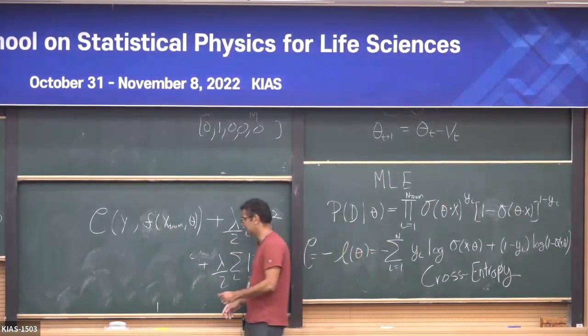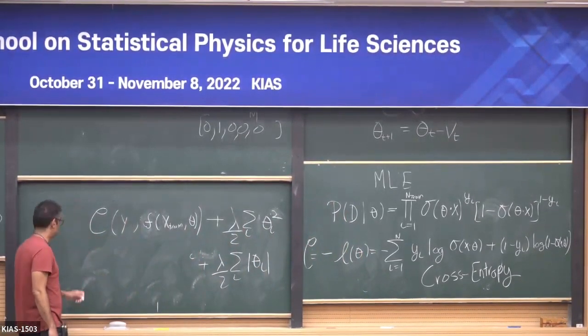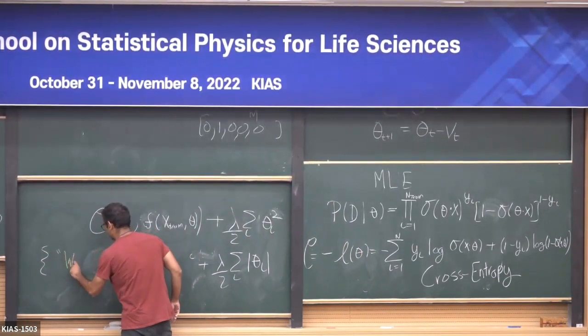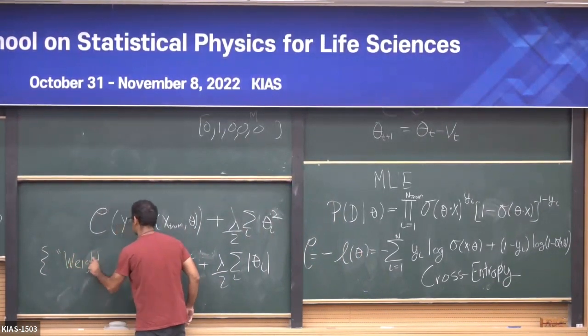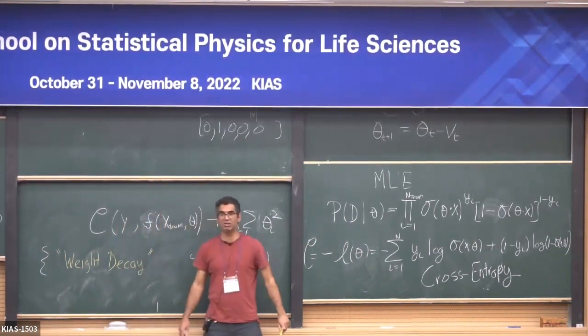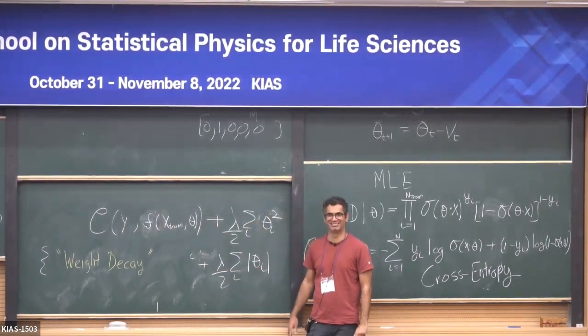For some reason, these L2 and L1 penalties in the neural network literature are called weight decay. So if you read a neural network paper, you'll see people say, I use weight decay. That's just adding these penalties.